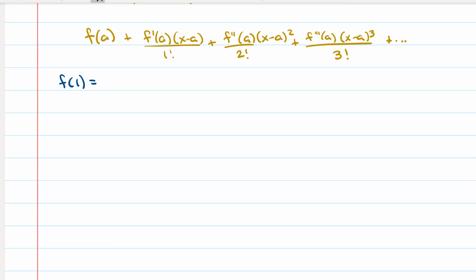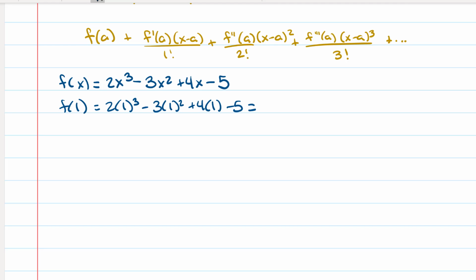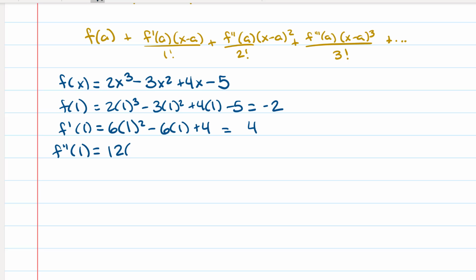And I'm plugging this 1 into my original function of f of x. And if we recall, f of x was 2x cubed minus 3x squared plus 4x minus 5. So I'm going to go ahead and plug 1 in, and I get negative 2. I take the derivative and plug 1 in, and if I add all that up, I get 4. Take the next derivative and plug in 1, and I get 6. Take the next derivative and plug in 1, and I simply get 12. So these are all my coefficients.